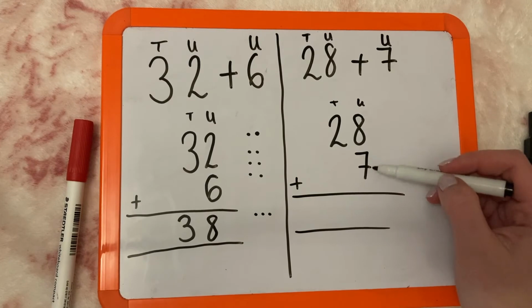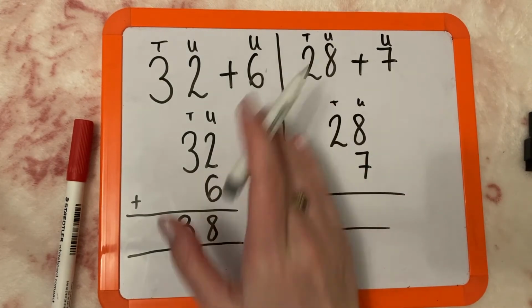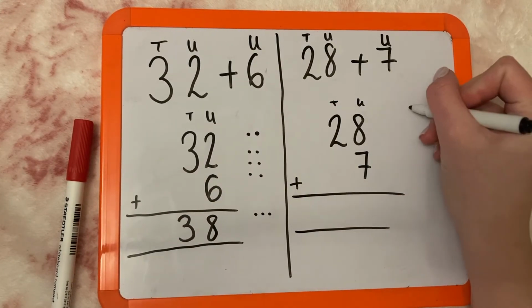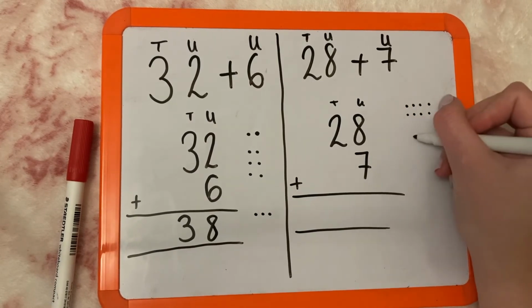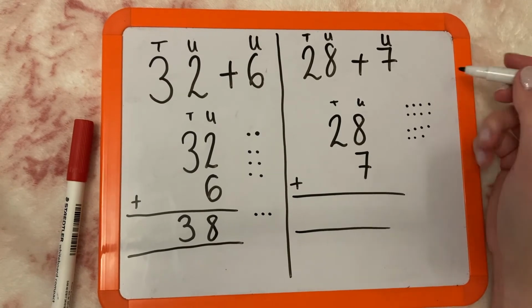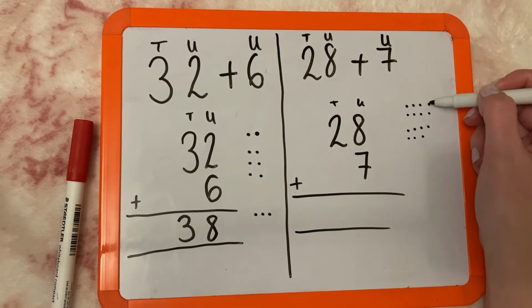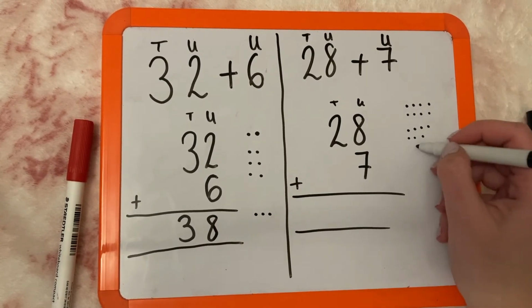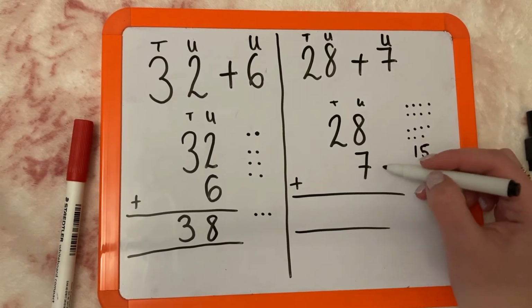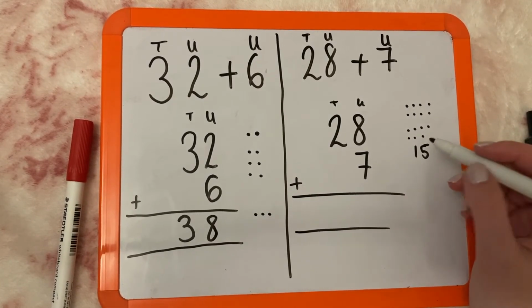Right, so 8 add 7, because remember, we're ignoring the tens column for the moment. So 8, I'm going to do 8 dots, 1, 2, 3, 4, 5, 6, 7, 8. Now 7 dots, 1, 2, 3, 4, 5, 6, 7. Let's add them all together. 1, 2, 3, 4, 5, 6, 7, 8, 9, 10, 11, 12, 13, 14, 15. So we've got 15 altogether. So 8 add 7 is 15.